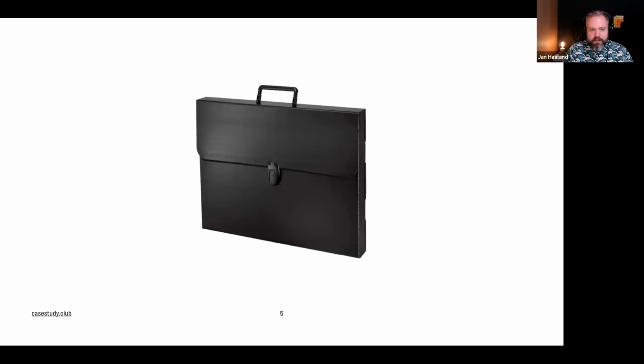Okay, so this is actually what a portfolio used to look like back in the day, like 10, 15 years ago. And if you Google portfolio, the actual definition is a large, thin, flat case of loose sheets of paper for drawings and maps.